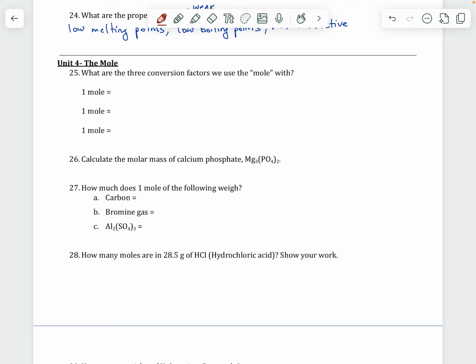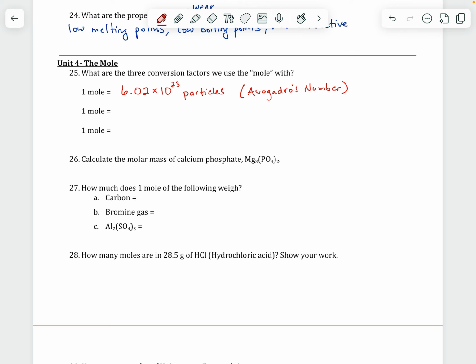So we do have three conversion factors that we use the mole with. The first one is, of course, 6.02 times 10 to the 23rd particles. But particles is equivalent to atoms or molecules or whatever the formula units are that we're talking about. And this was also called Avogadro's number. Right, so that's what we use to put a number value to the mole.